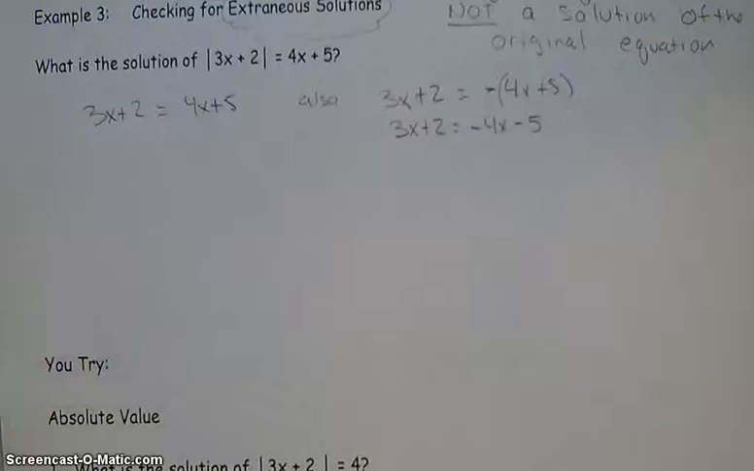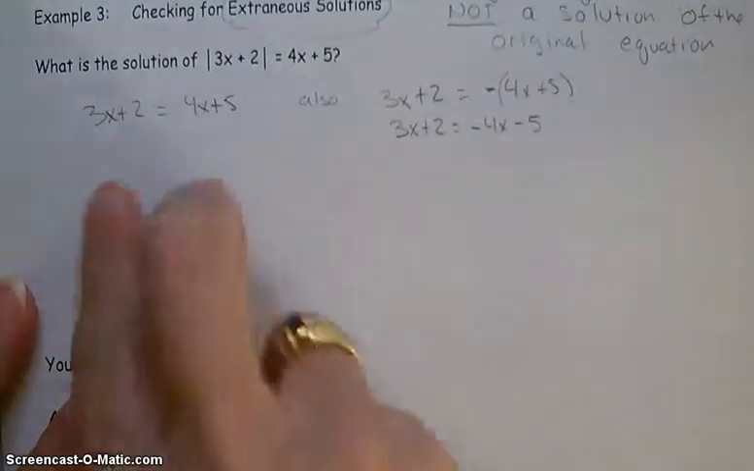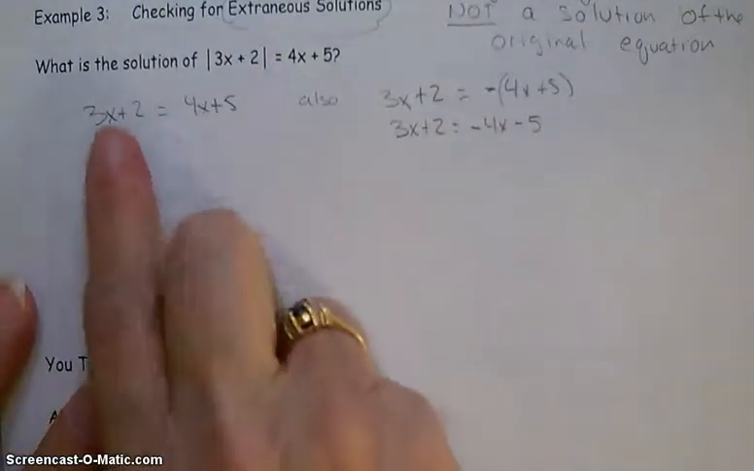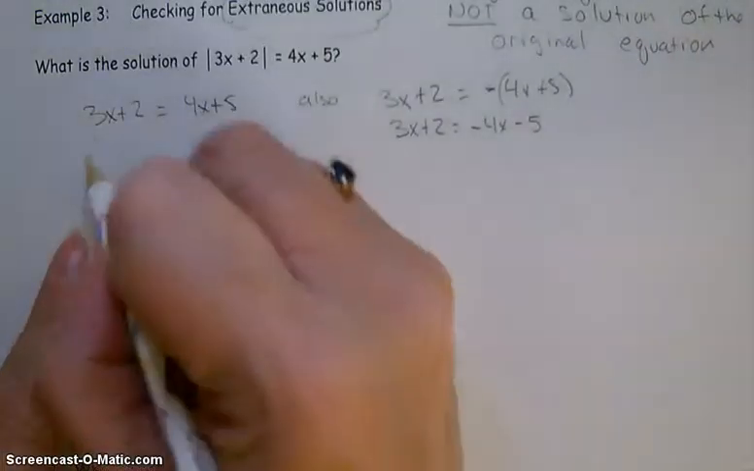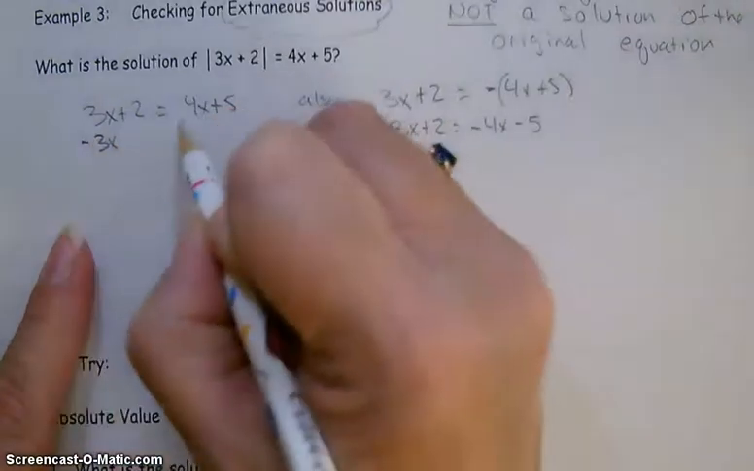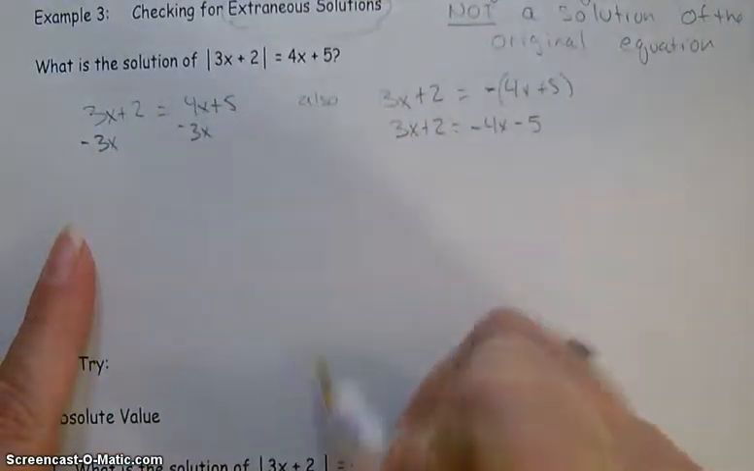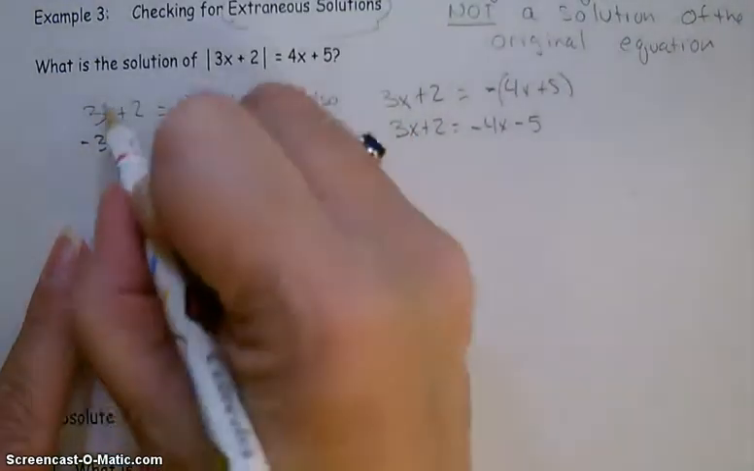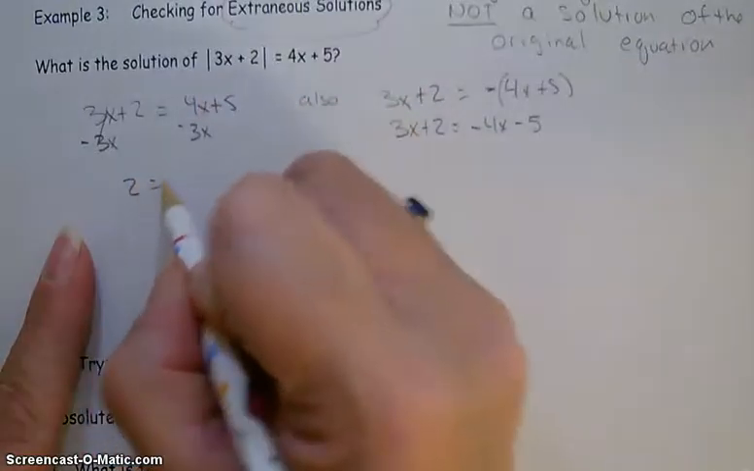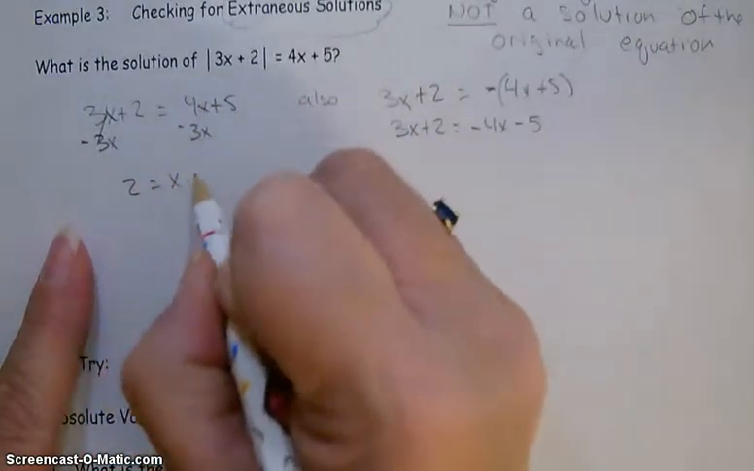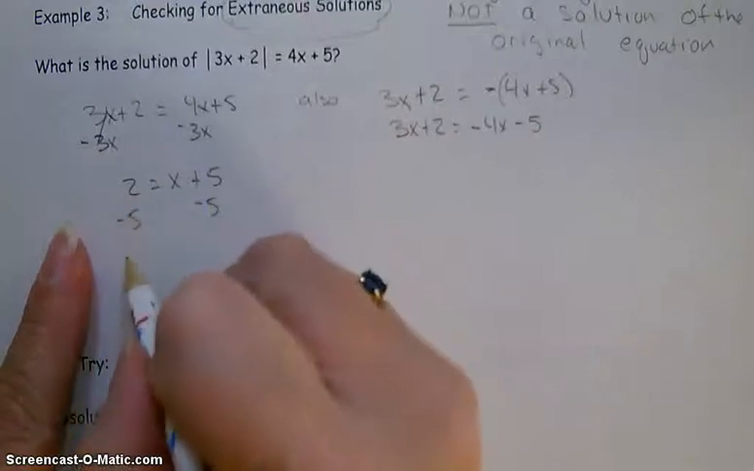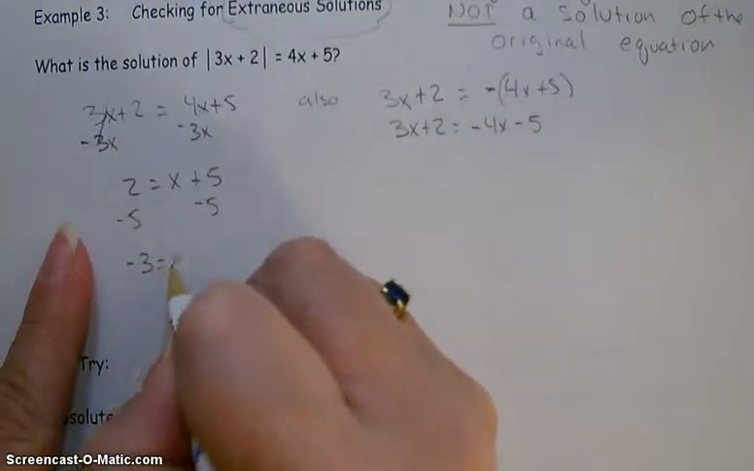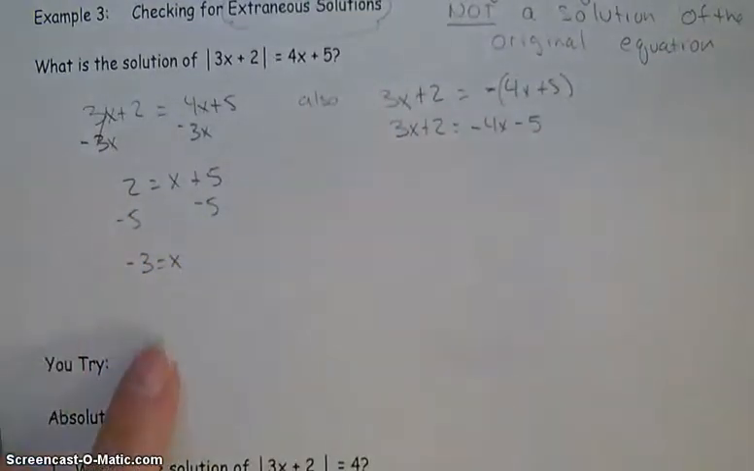So I'm going to solve the one on the left first. So remember, you have to combine your like terms. So I need to get my x's on one side of the equal sign, and constants on the other side. So I'm going to start by subtracting 3x, minus 3x. These cancel. I'm left with 2 is equal to 4 minus 3, which is just x, plus 5. Subtract 5, and I get negative 3 equals x. Okay, so that's one solution.